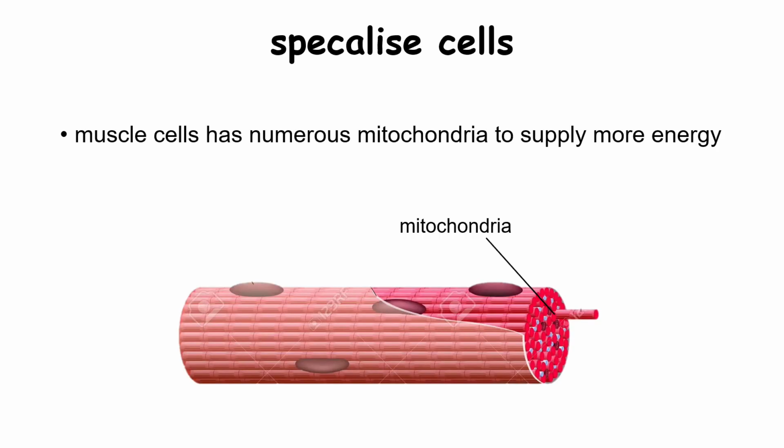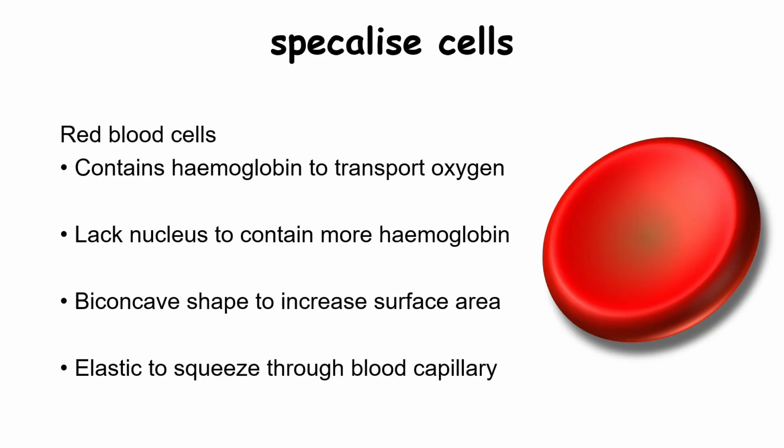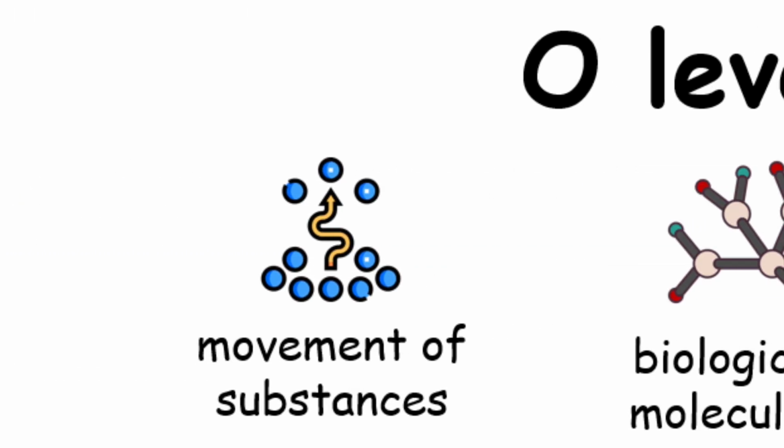Muscle cells have numerous mitochondria since they need to contract frequently. Root hair cells have elongated root hairs, giving them a large surface area. Their cell sap is concentrated, resulting in a lower water potential. They also lack chloroplasts. Red blood cells have several adaptive features that you need to be aware of. Next, it will be the movement of molecules in and out of cells.